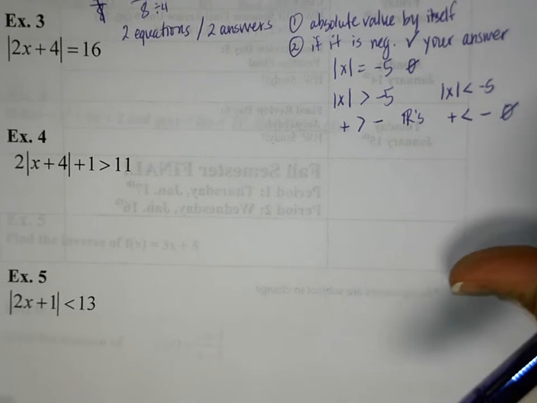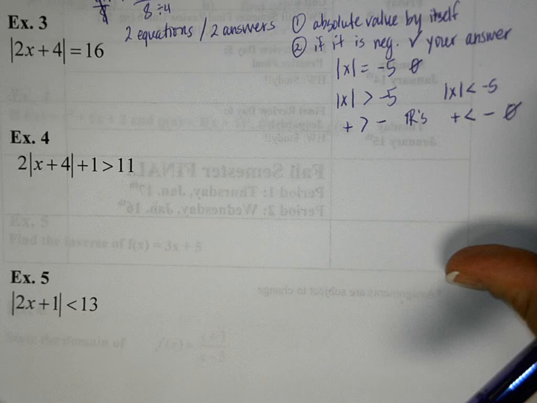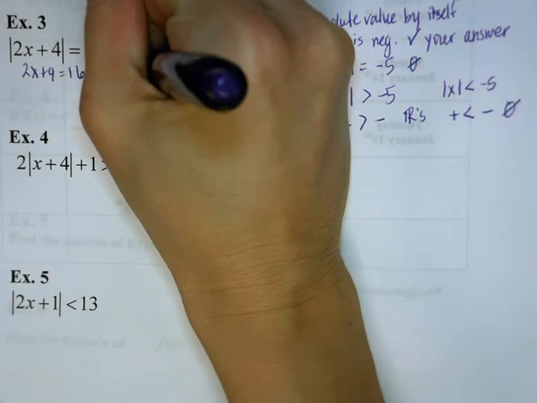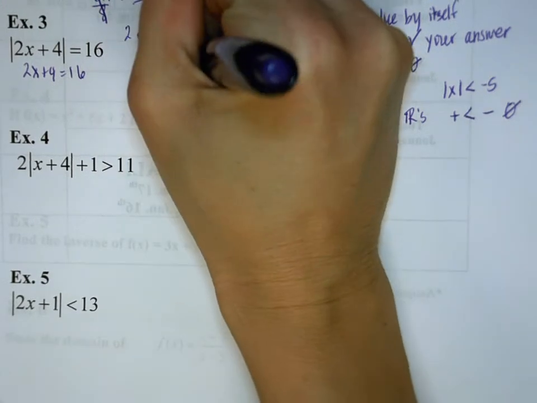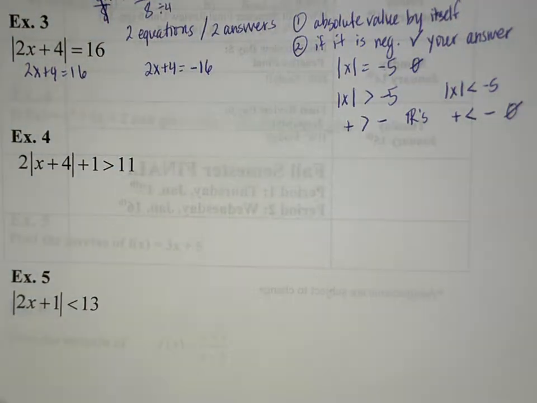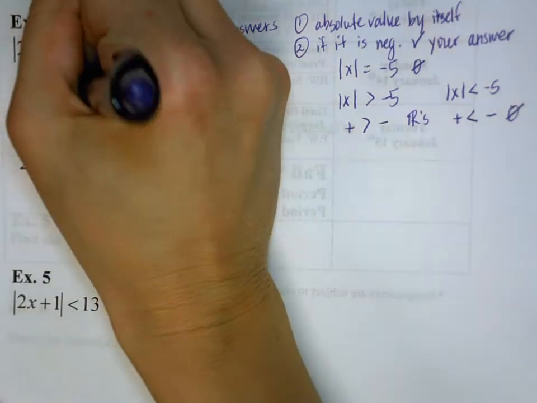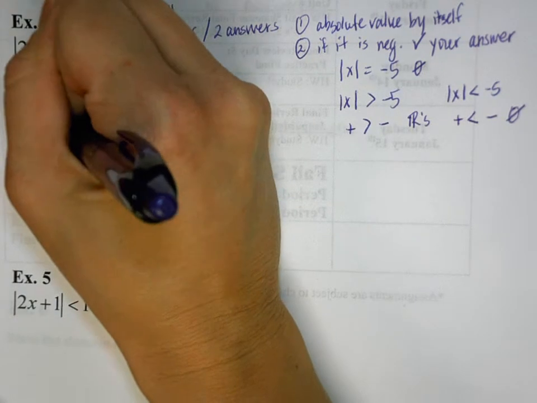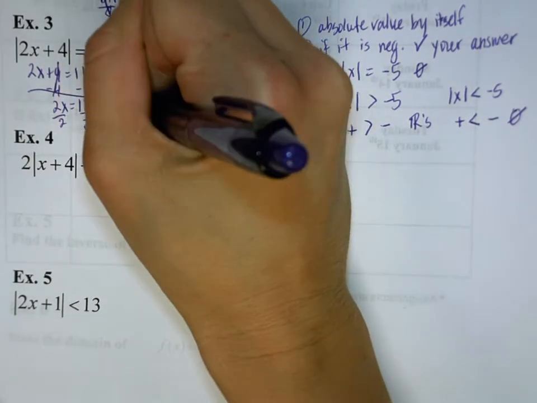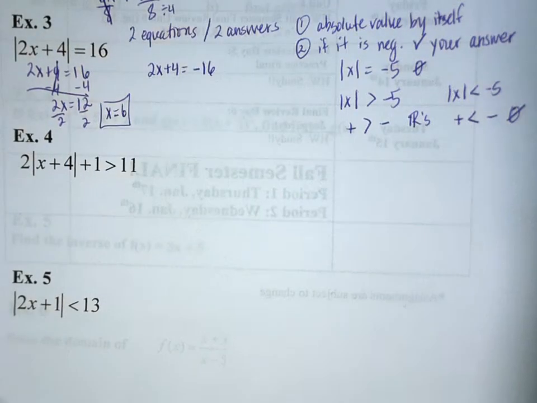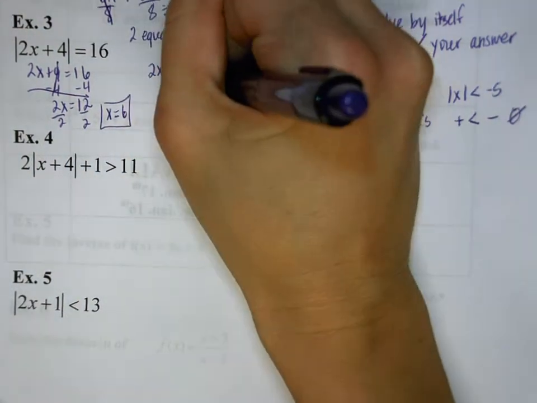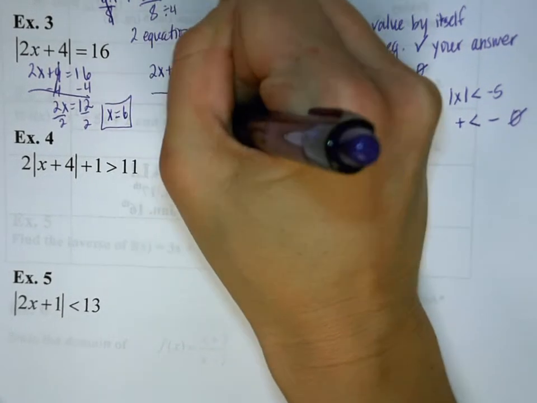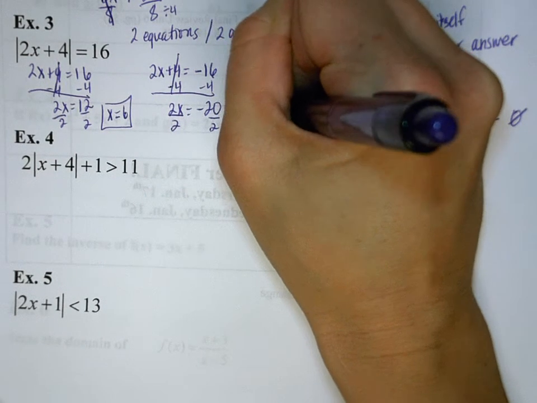Okay, so on example 3 is my absolute value by itself. So write your two equations. One equation will be 2x plus 4 equals 16, and the other will be 2x plus 4 equals -16. And then you solve both of those. So we subtract 4. 2x equals 12. Divide by 2, and we get x equals 6. For my other one, I subtract 4 to both sides. 2x equals -20. Divide by 2, and x equals -10.